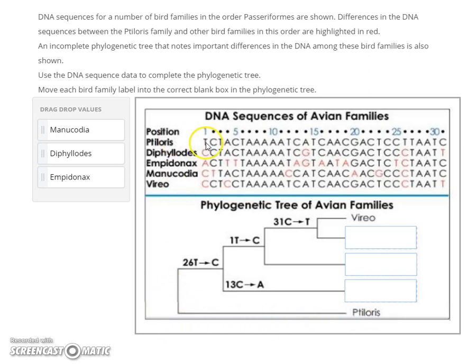It's listed right here. That's where its DNA is. And we're looking at DNA changes that have happened to other groups since then. So since Ptiloris split away, the first change was 26T. Letter 26 was a T. It became C. Every other species had that change, so that's what we see here. Or every other group had that change. So we see all the C's here for these other groups.